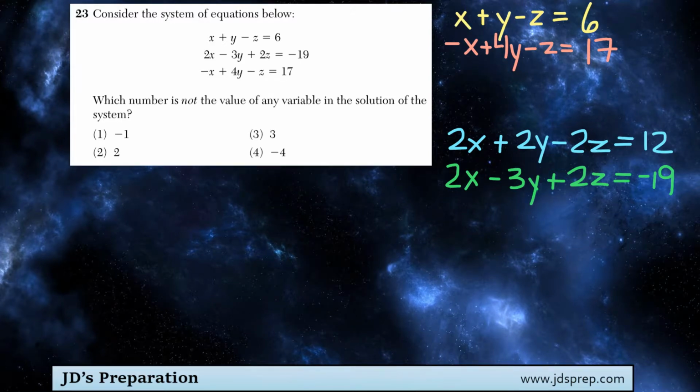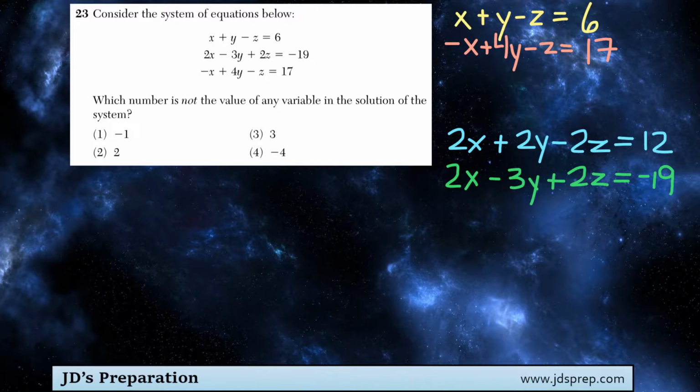This is a pretty complex question. We're given 3 equations and 3 different variables, and we essentially need to solve it. We need to figure out what is the actual value of x, y, and z, and then we'll be able to figure out which of these 4 numbers does not belong in the solution. So our strategy is to use the method of elimination.